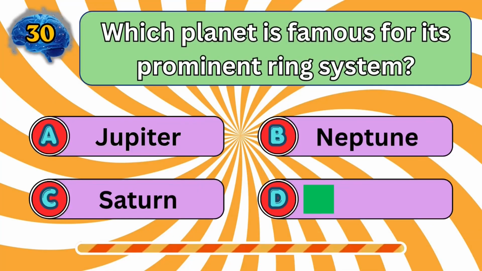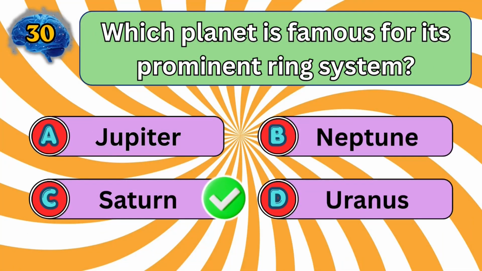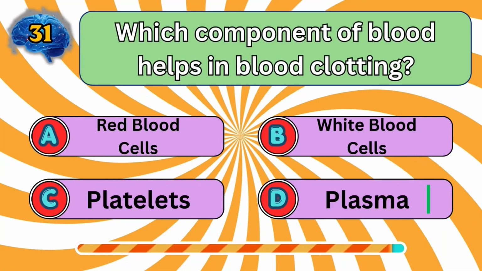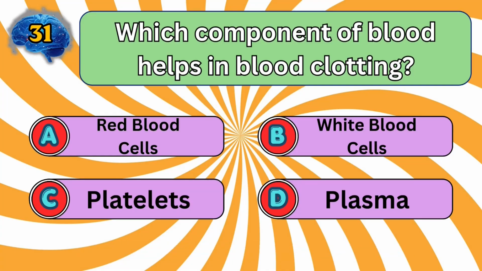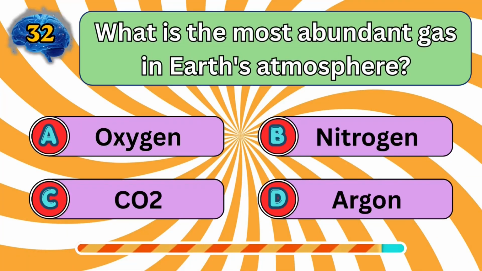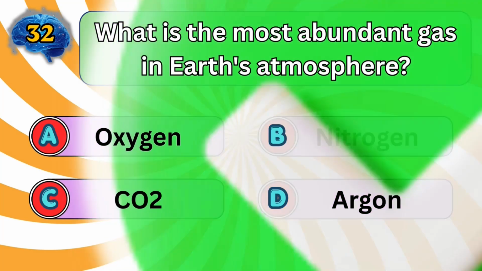Which planet is famous for its prominent ring system? Saturn. What component of blood helps in blood clotting? Platelets. What is the most abundant gas in Earth's atmosphere? Nitrogen.